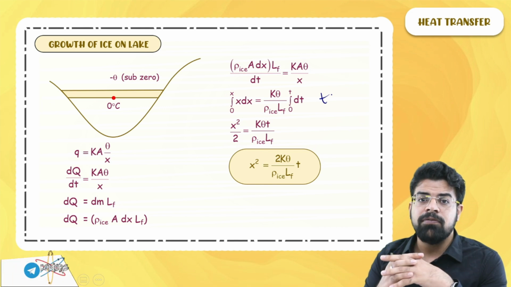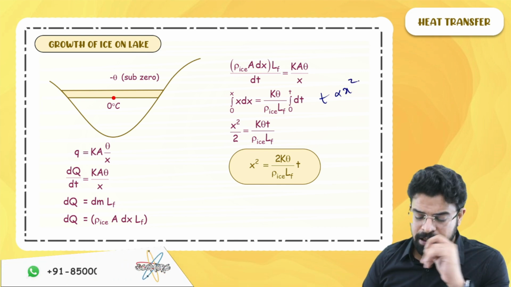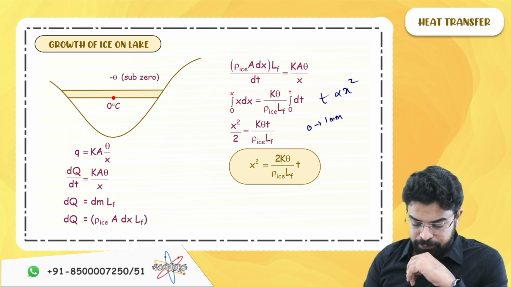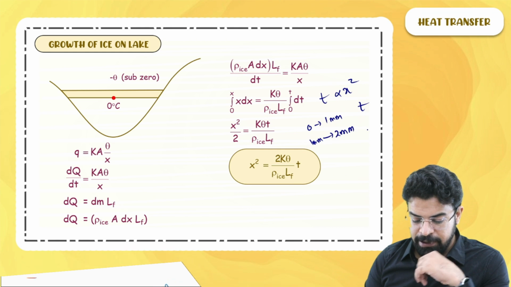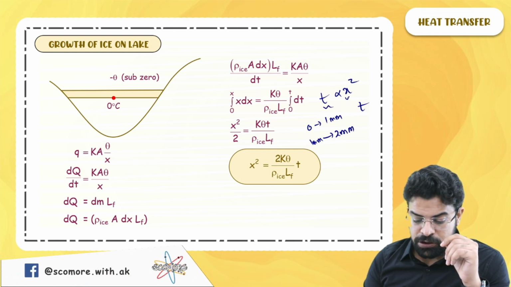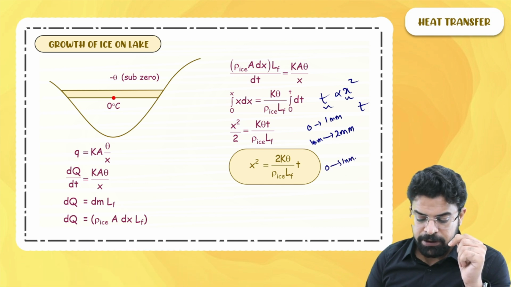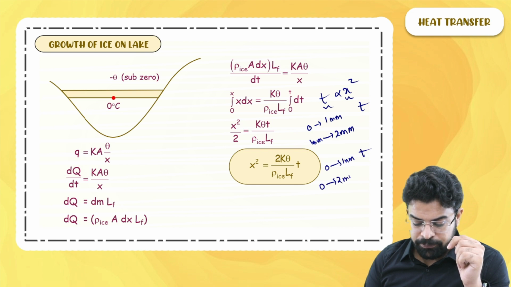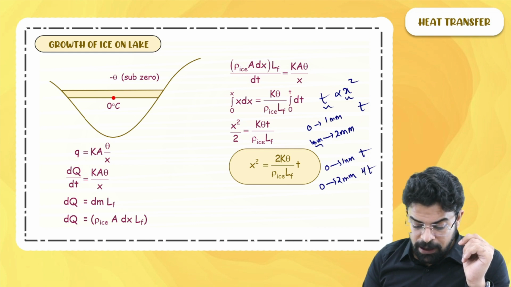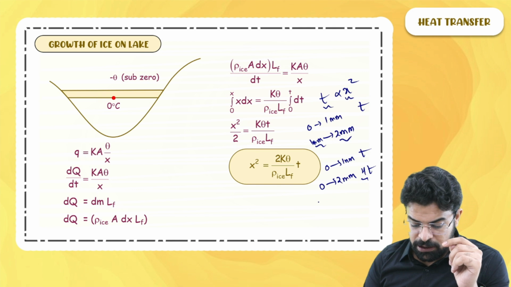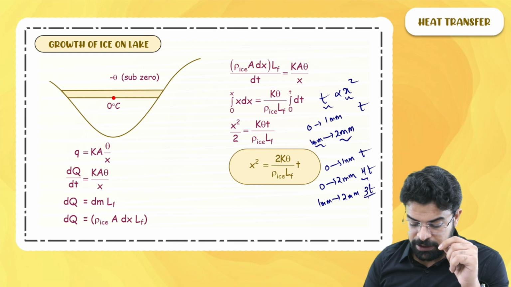The time taken for the thickness to go from 0 to x is proportional to x square. If I ask you, from 0 to 1 mm, if the time taken is t, then from 1 mm to 2 mm, what will be the time taken? You will say the time taken is proportional to x square. If from 0 to 1 mm the time taken is t, then from 0 to 2 mm, for double the thickness, the time taken has to be 4 times, 4t. So from 0 to 2 mm, 4t. So from 1 mm to 2 mm, the time taken has to be 4t minus t, which is 3t.